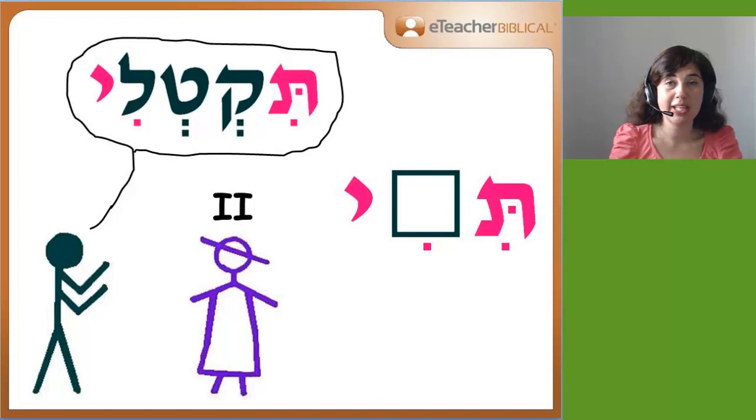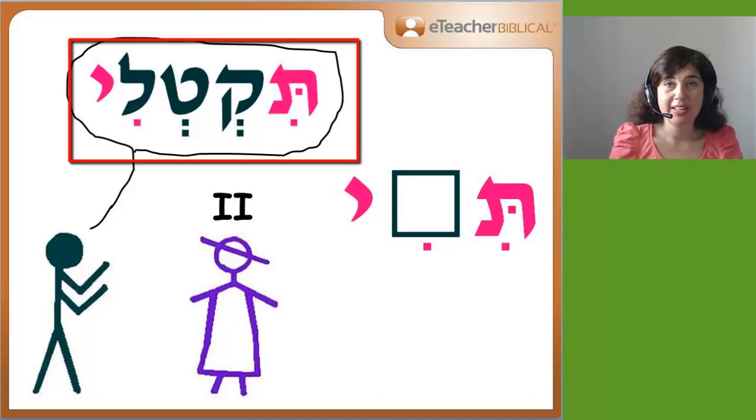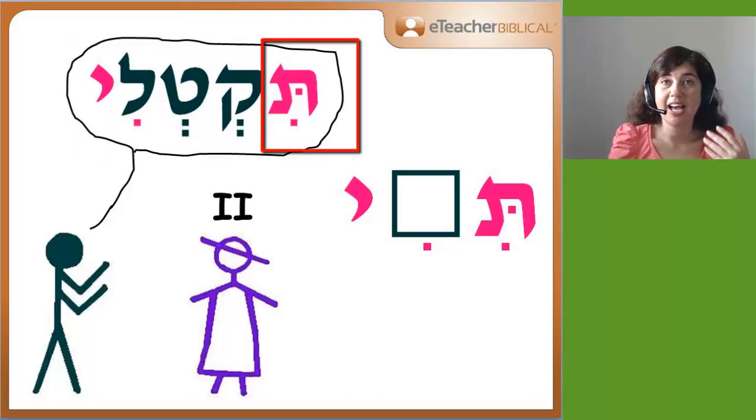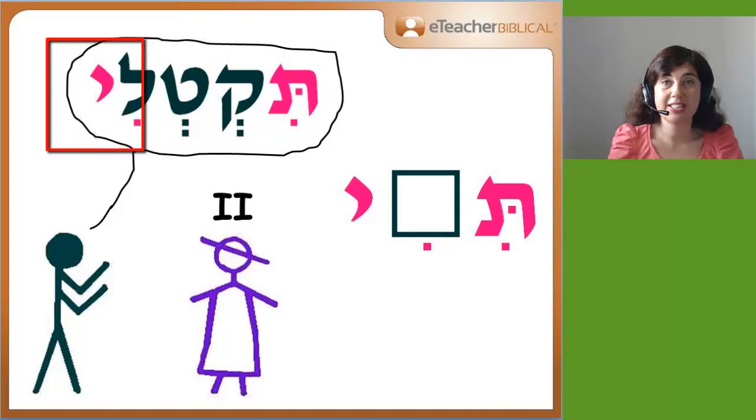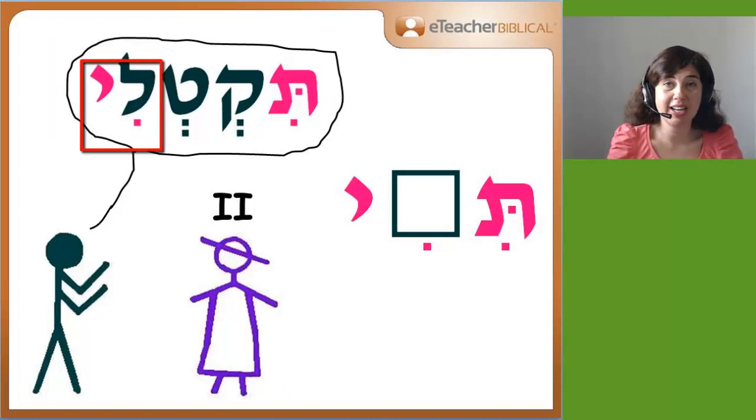For example, tiqteli. Tiqteli is for at, second feminine singular. We have the t, like in at, תקטלי, but we have a suffix, and this suffix is an accented suffix, תקטלי, and the חולם or the פתח will become a moving shva. תקטלי.